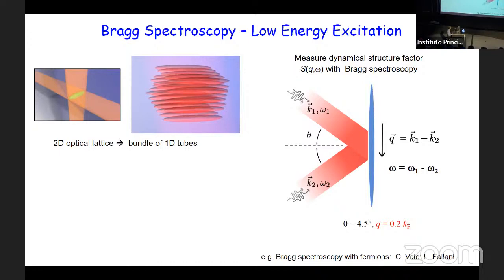So this is Q, which is the difference between K1 and K2, and omega is the difference between omega 1 and omega 2. So you can impart a fixed momentum, and you can vary the energy of this energy difference between these two beams. And if you can measure a response to that somehow, and people have done Bragg spectroscopy with fermions before, including, as I mentioned to you, in Florence, but also at ANU and Swinburne University in Australia.